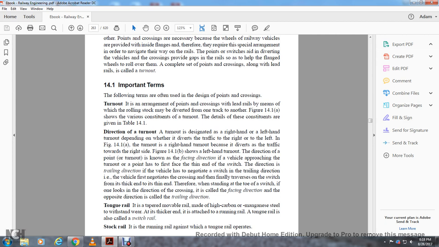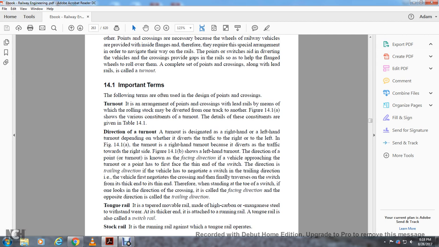The direction of the point of the turnout is known as the facing direction. When vehicles approach the turnout, they first face the thin end of the switch. In the trailing direction, the vehicle first negotiates the crossing and then traverses the switch from the thick end to its thin end, that is, towards the toe of the switch. If one looks in the direction of the crossing, it is called the facing direction, and the opposite direction is called the trailing direction.